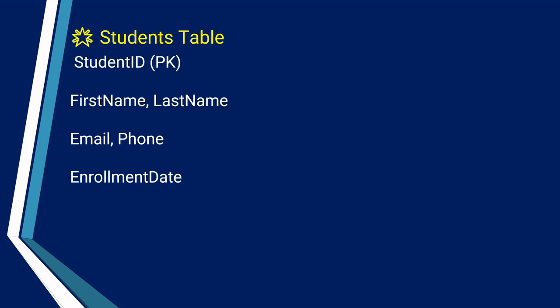The students table holds student information. Student ID is the primary key. Other fields like name, email, phone, and enrollment date help maintain accurate student records.